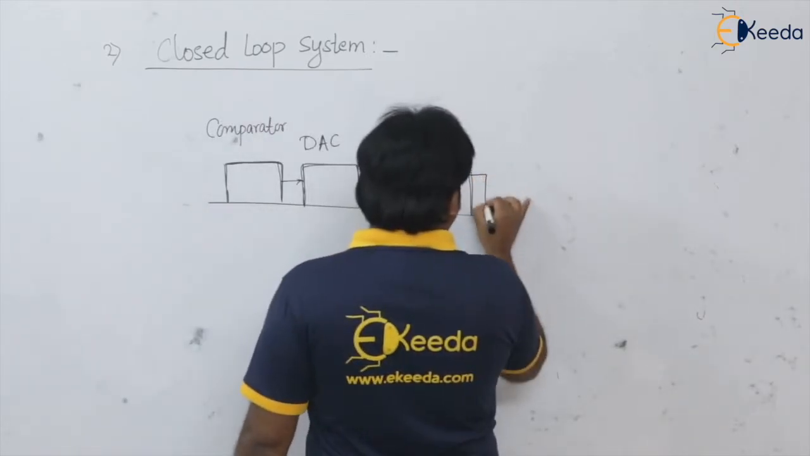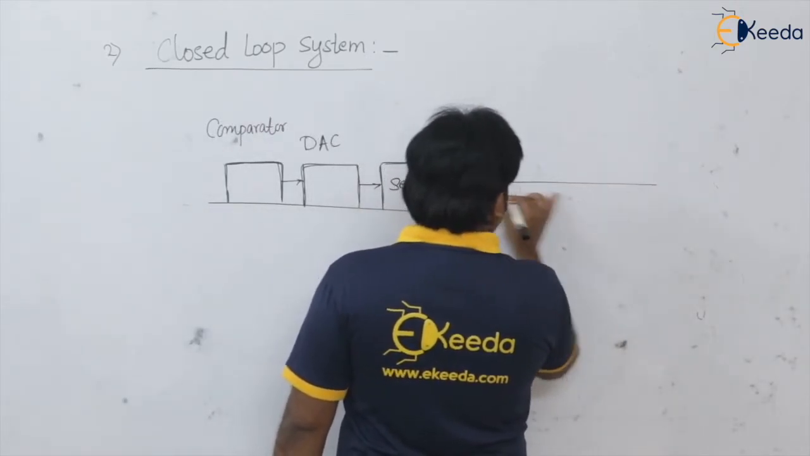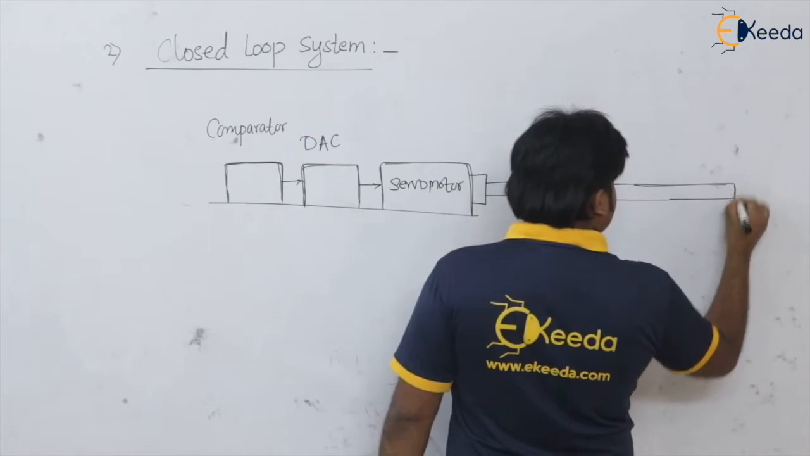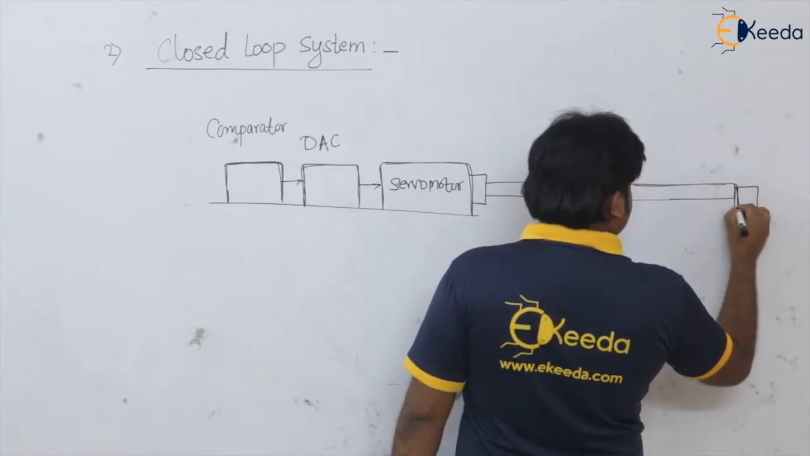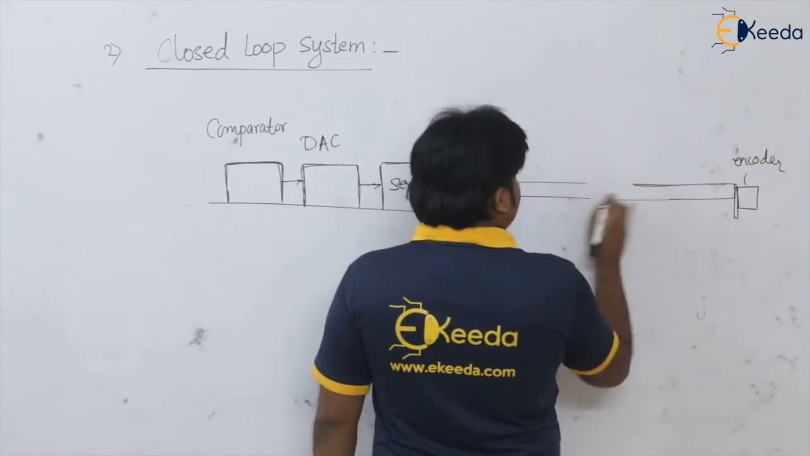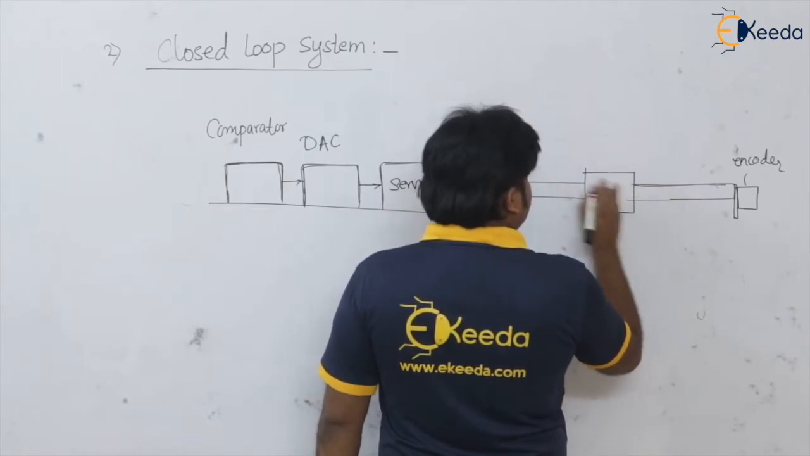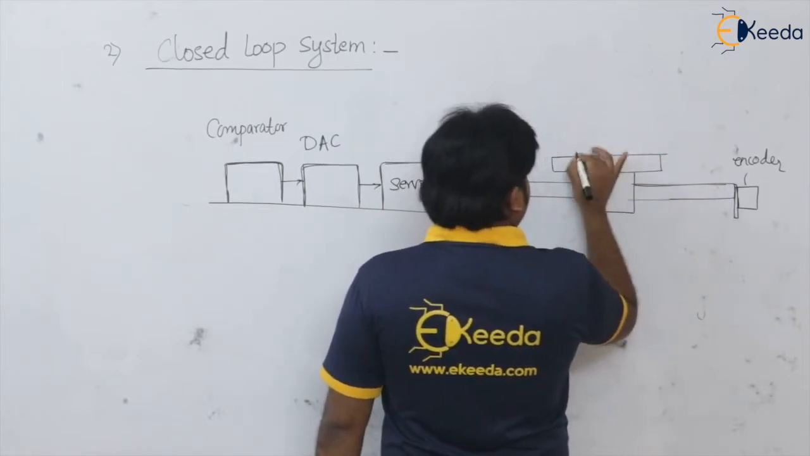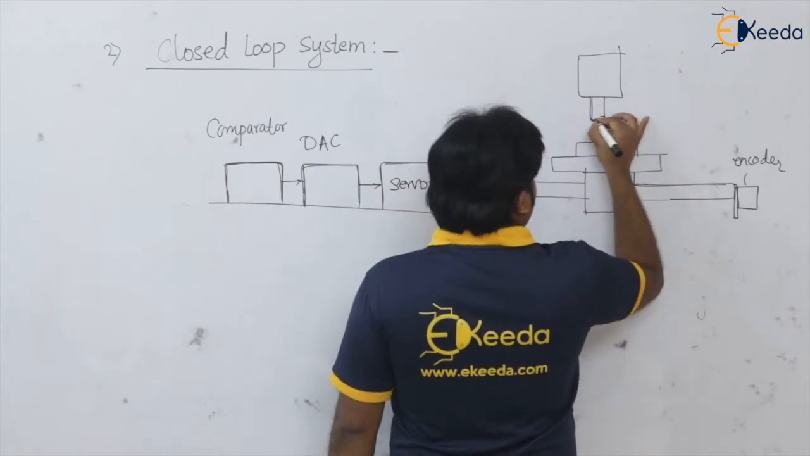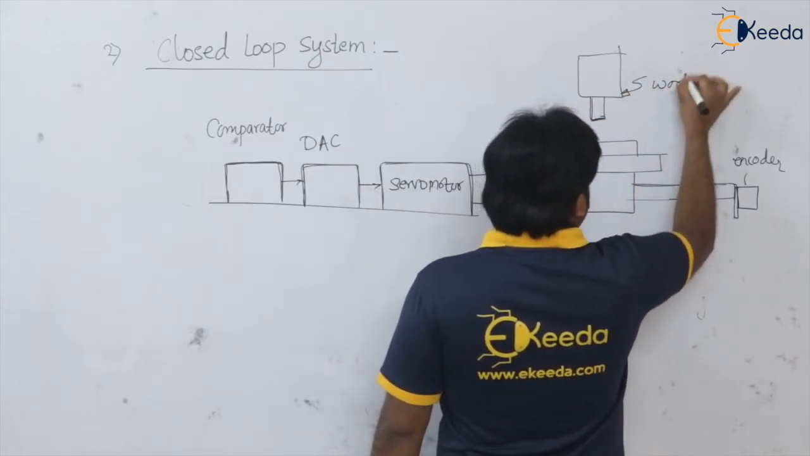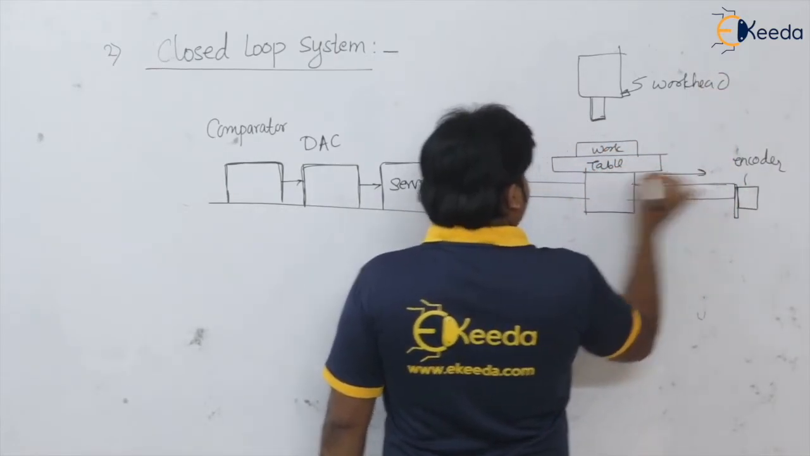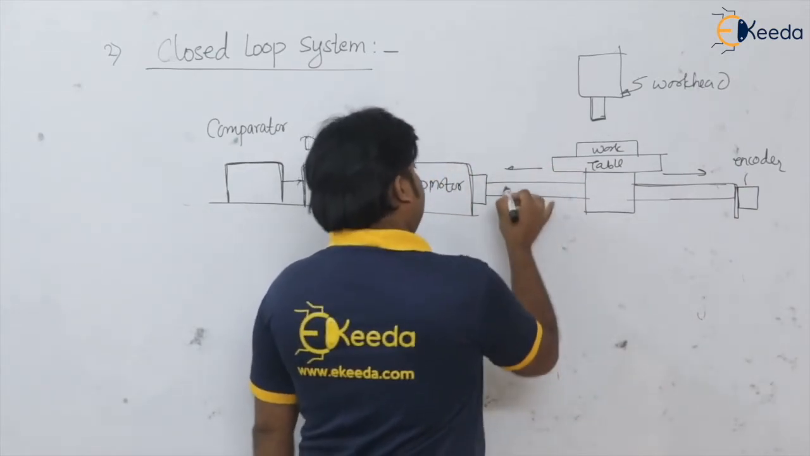Okay, and it is connected to what? Our lead screw. And at the end of the lead screw we have the encoder. This is the encoder, and here we have this work table, this is the work head. This is the work table, it has linear movement like this, and this is of course the lead screw.